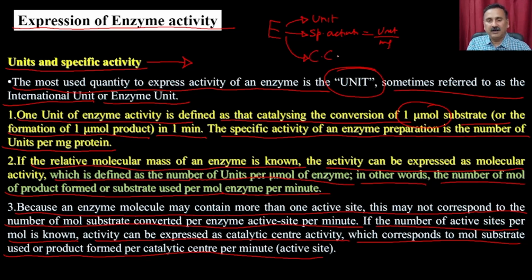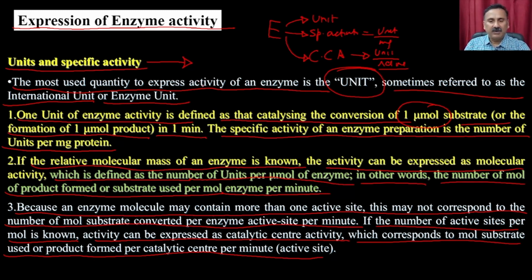So catalytic center activity, where you are actually going to say that unit of enzyme divided by the number of active sites. Okay, so number of active sites of the group. Okay, and in any of these three ways you can express the enzyme activity.